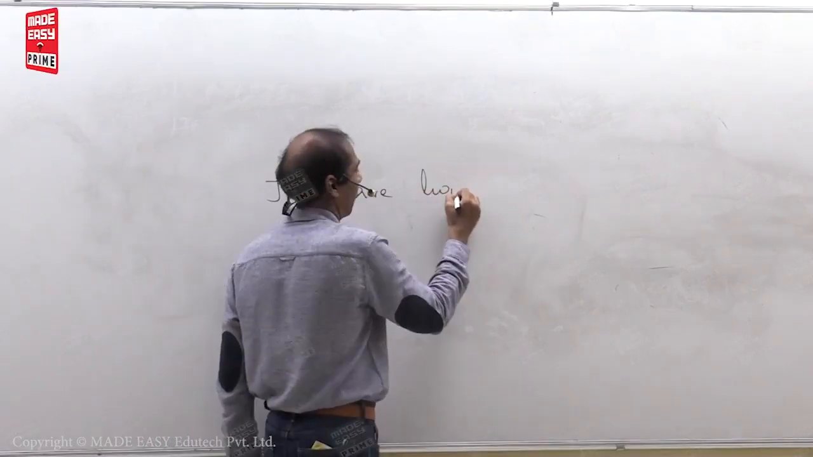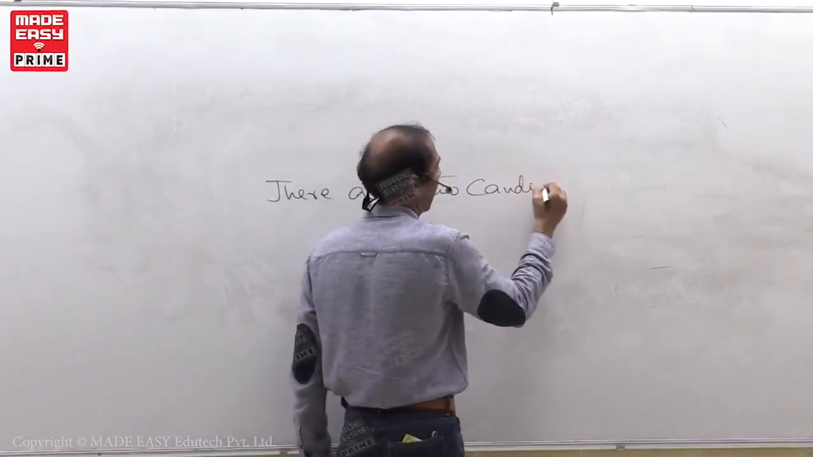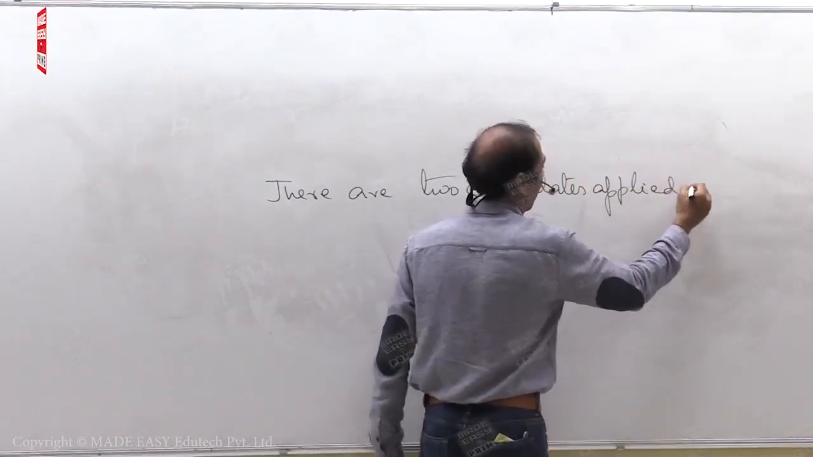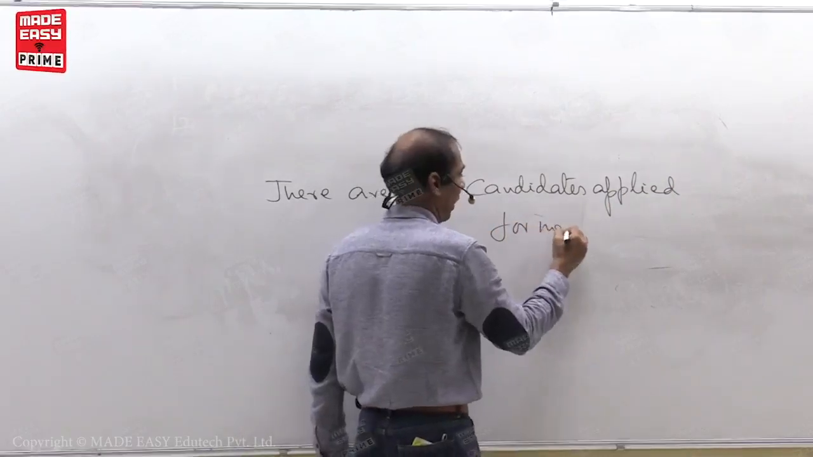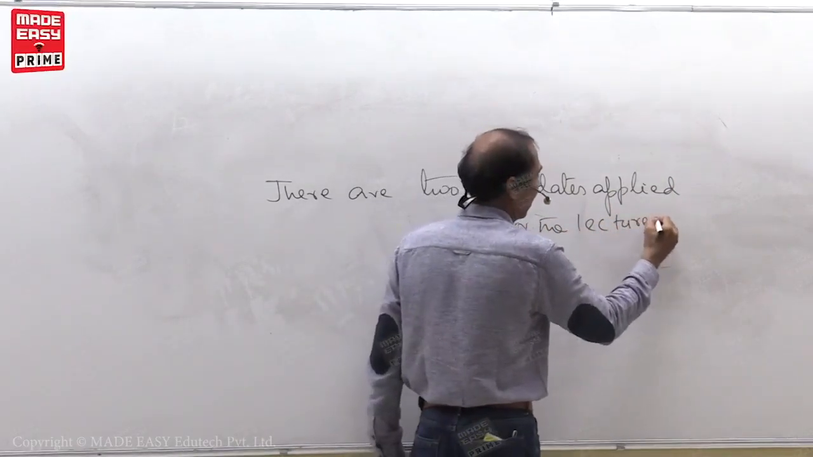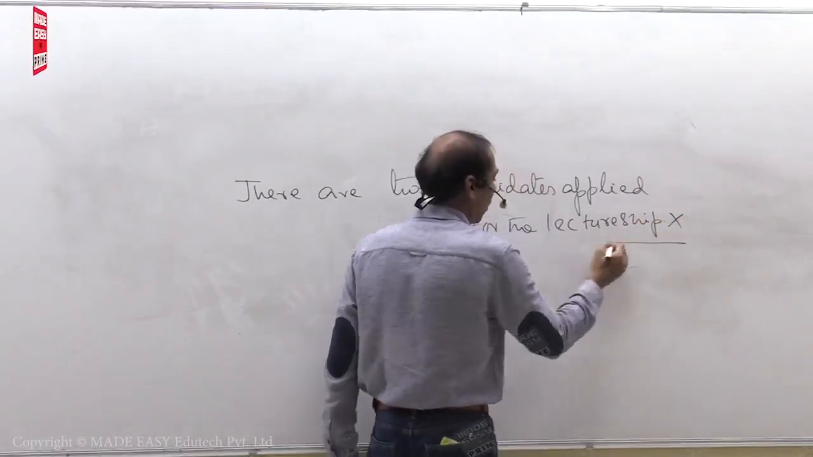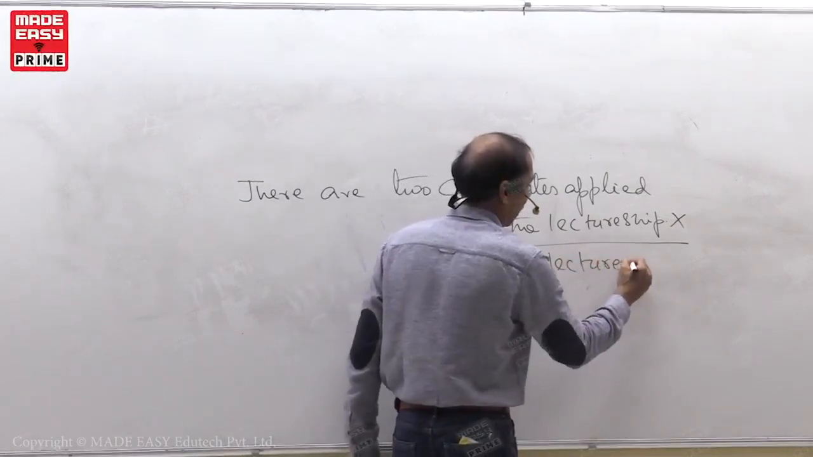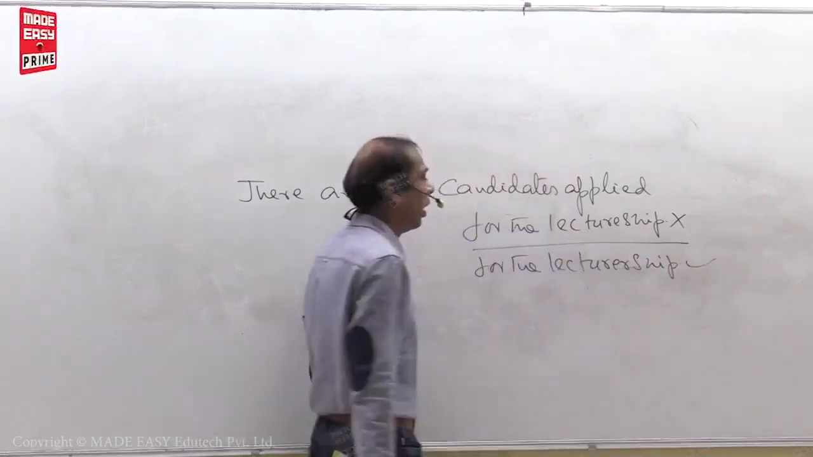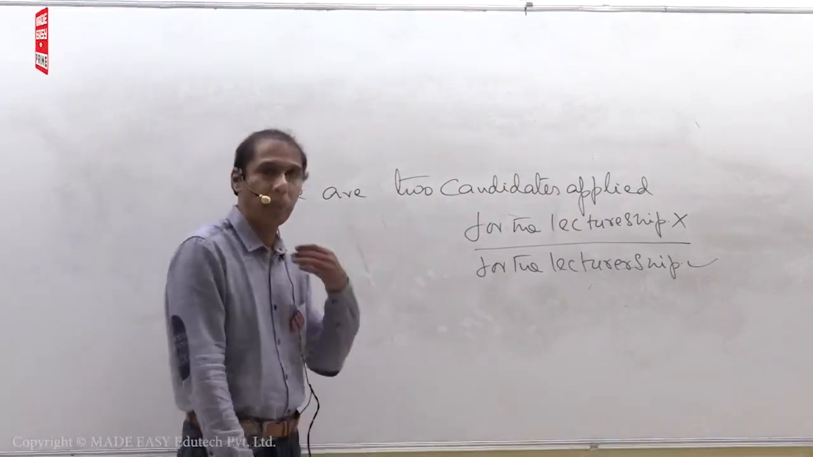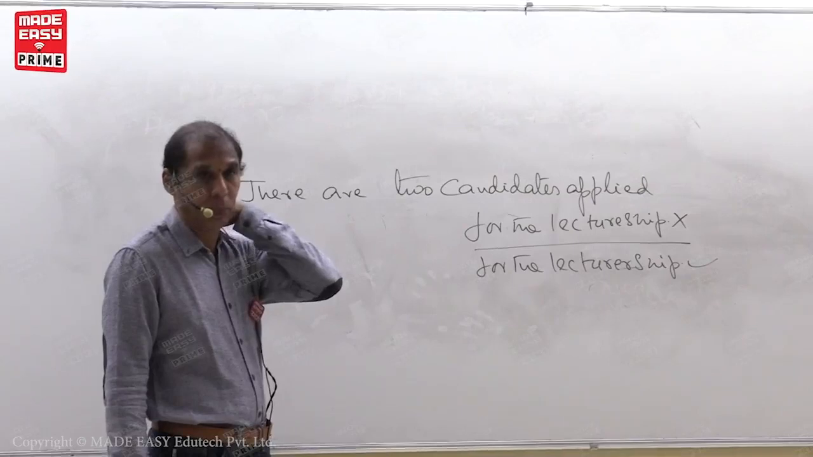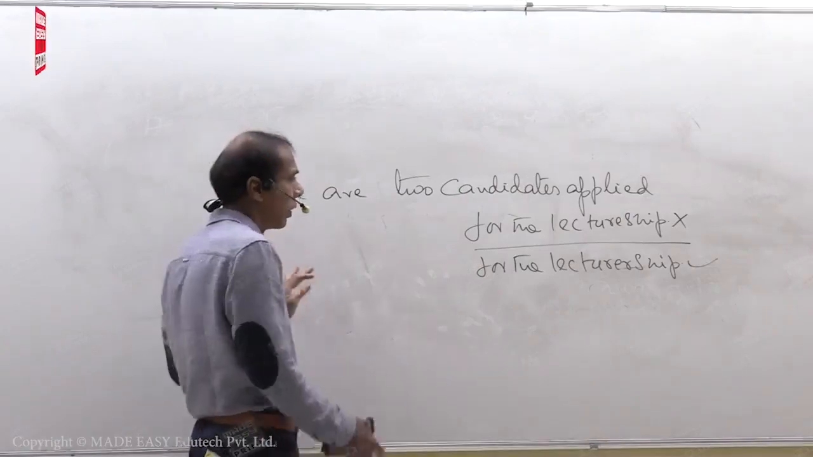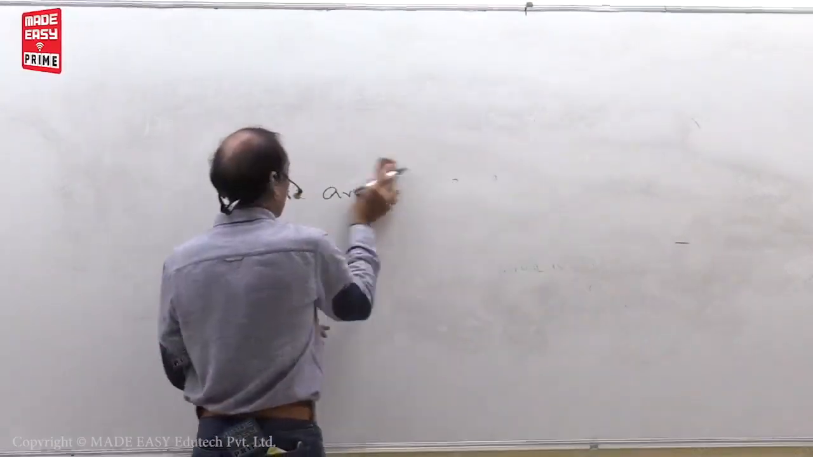There are 20 candidates applied for the lectureship. Wrong. Not lectureship. For the lecturership. Not lectureship. Lecturership. Okay. Next.